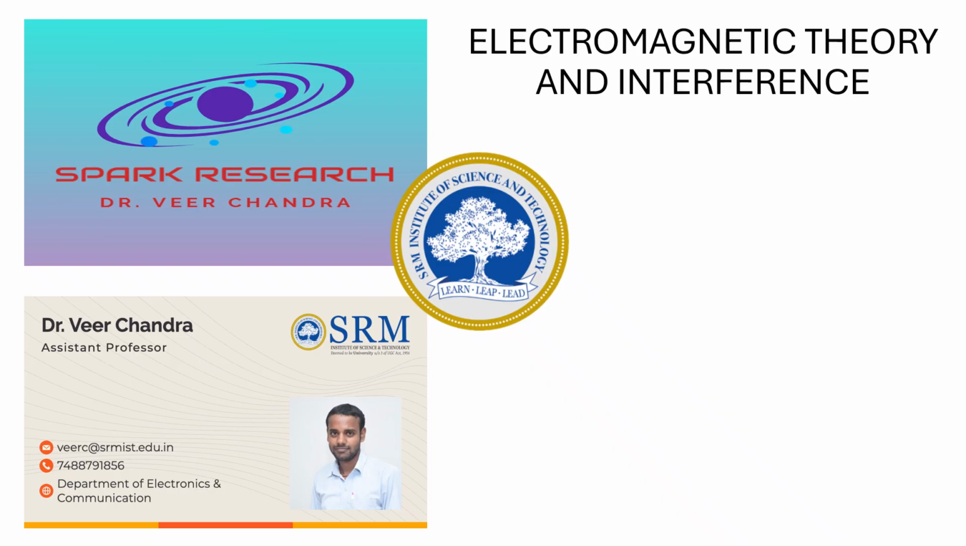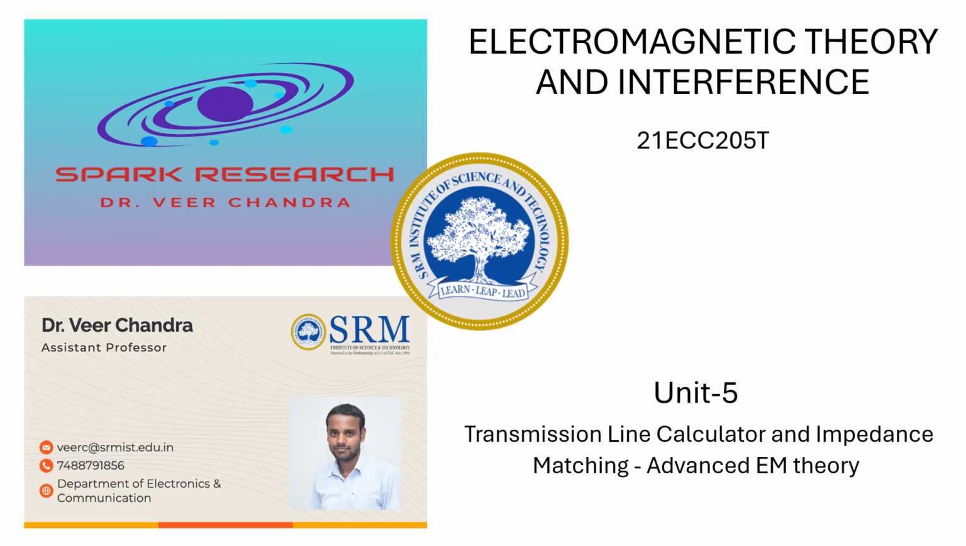So here we are going to talk about the electromagnetic theory interference course, and in this session we are going to focus on Unit 5, that is transmission line calculator and impedance matching, advanced EM theory.